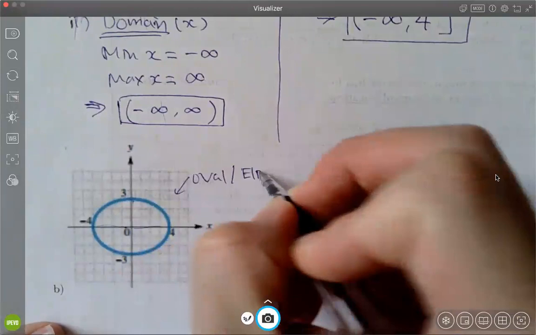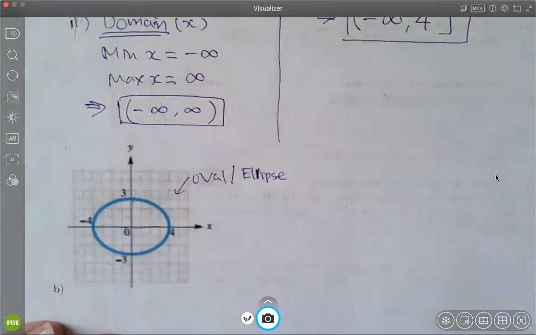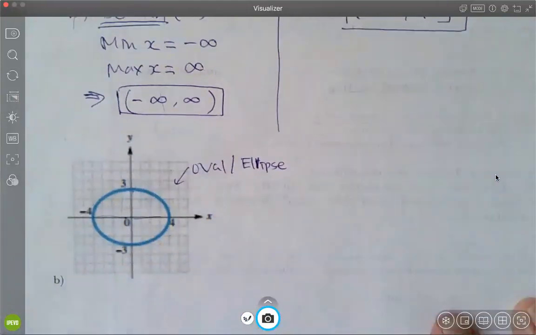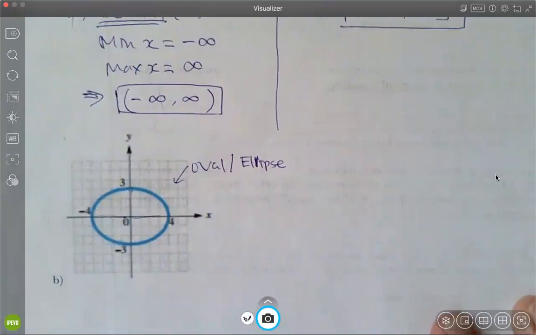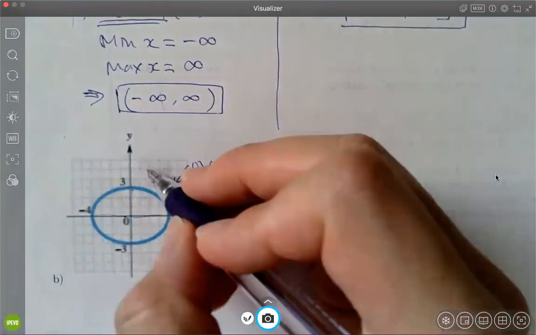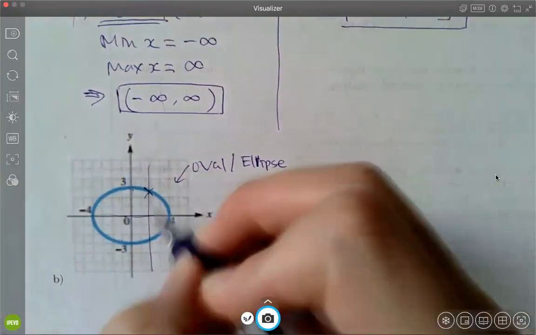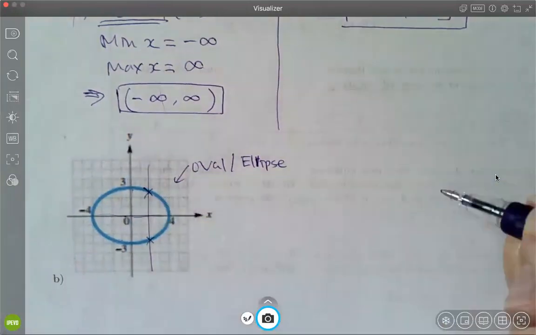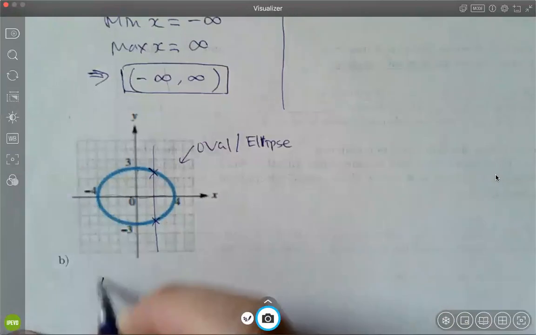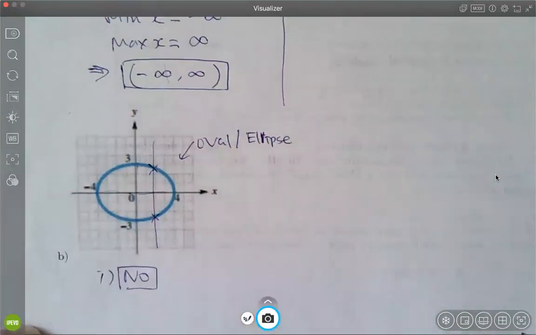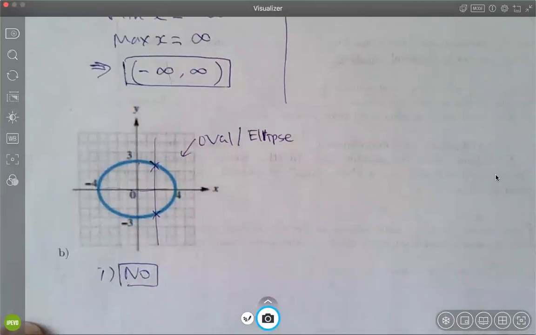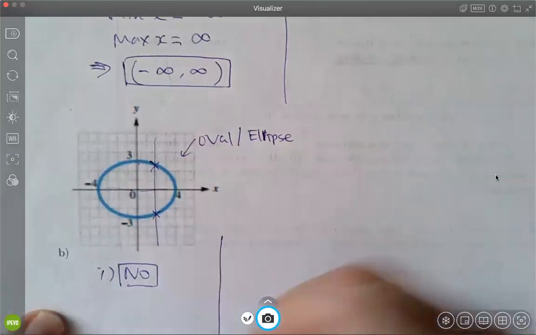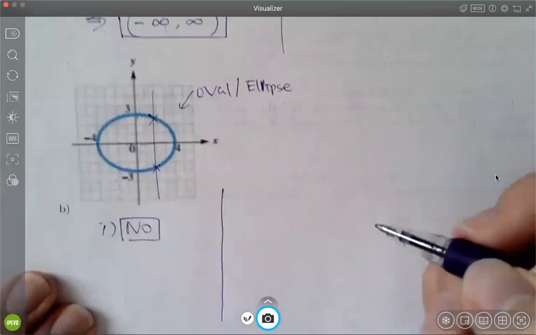Oops, ellipse. Okay, now, is this a function? No. Why? Because if you draw this vertical line, what's the fact? It crosses the graph at two points, right? So it's not a function. So what can you say about circles in particular? That's also not a function, right? Okay. However, we can still talk about the domain and the range.